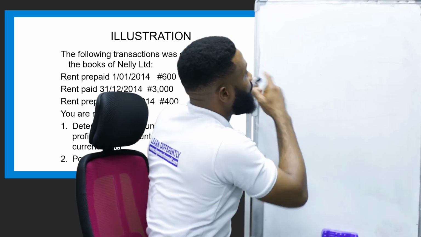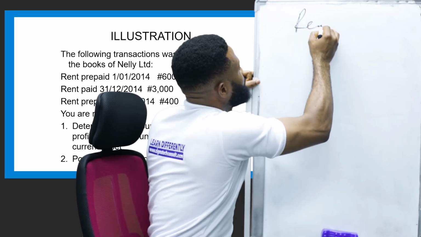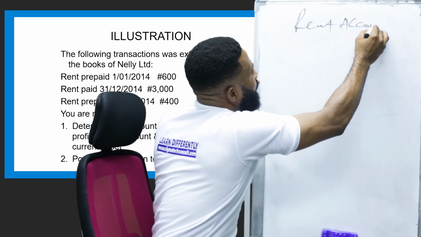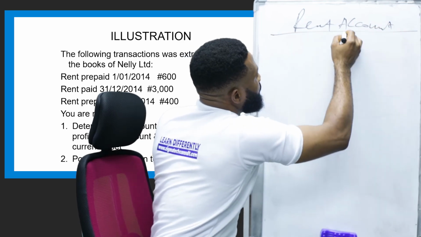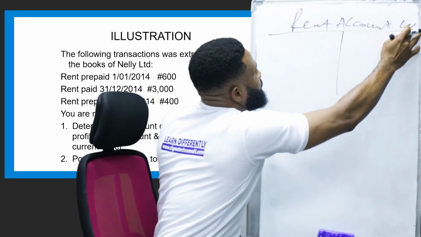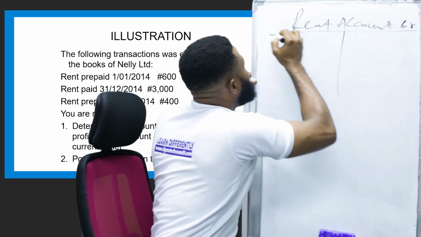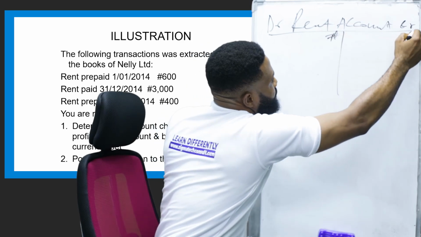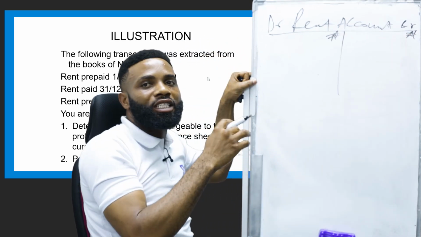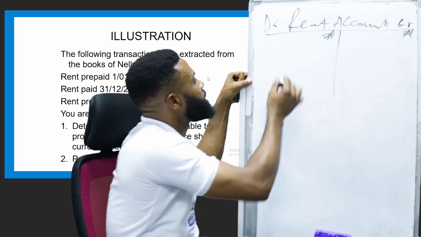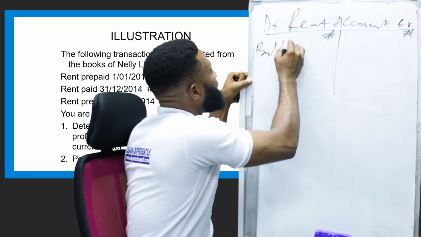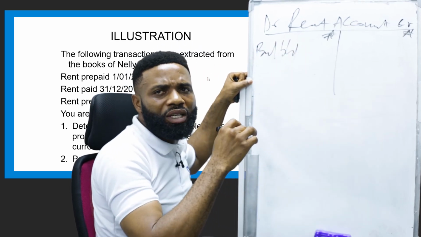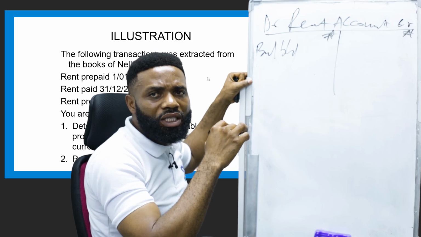We just come down, write your rent account. This is your credit side. This is your debit. And then this is your Naira sign. Now the amount that is paid last year into this year will come here as your balance brought down. Your balance brought down from last year into this year is 600.